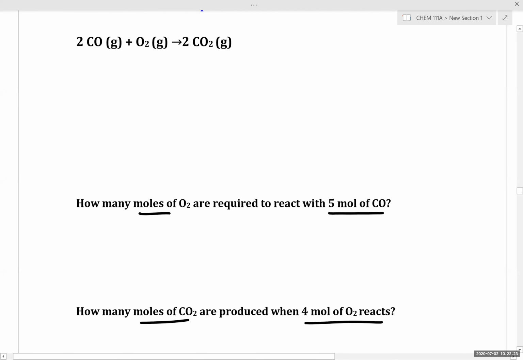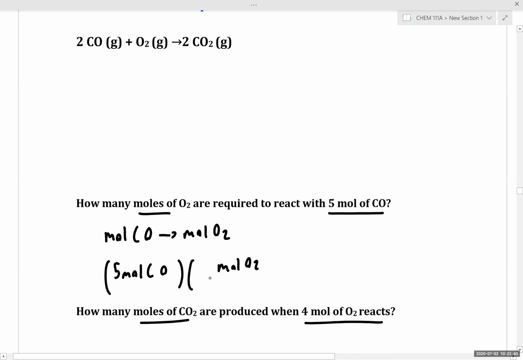So we're asked how many moles of oxygen are required to react with 5 moles of carbon monoxide. So we're going from moles of carbon monoxide to moles of oxygen. So we have 5 moles of carbon monoxide, and how many moles of oxygen do we need per mole of carbon monoxide? What's our mole to mole ratio?